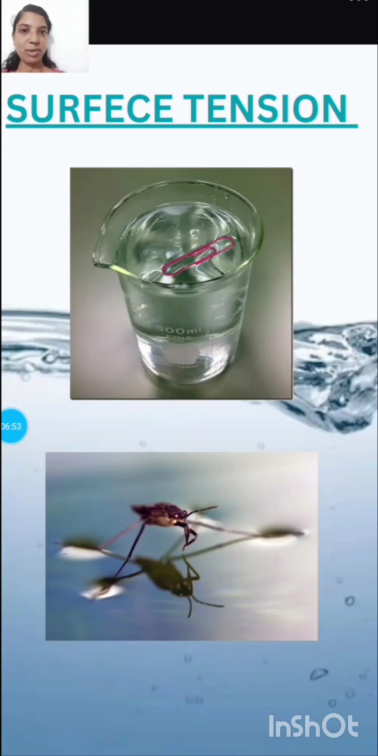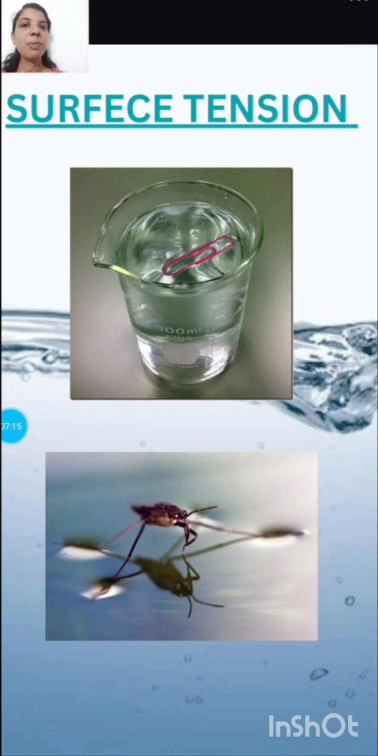Next is surface tension, another important phenomena. So this is not only for water but it is exhibited by most of the liquids. So have you seen small insects walking on the surface of water? Nowadays such experiences are rarely observed.